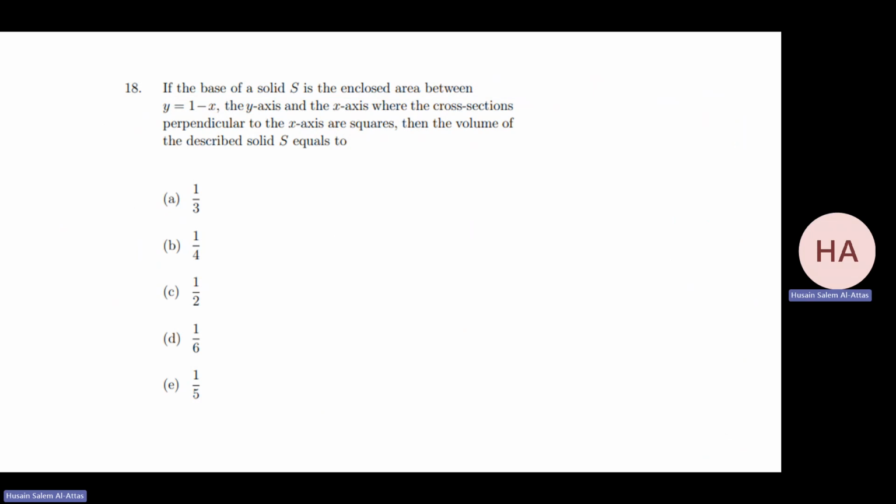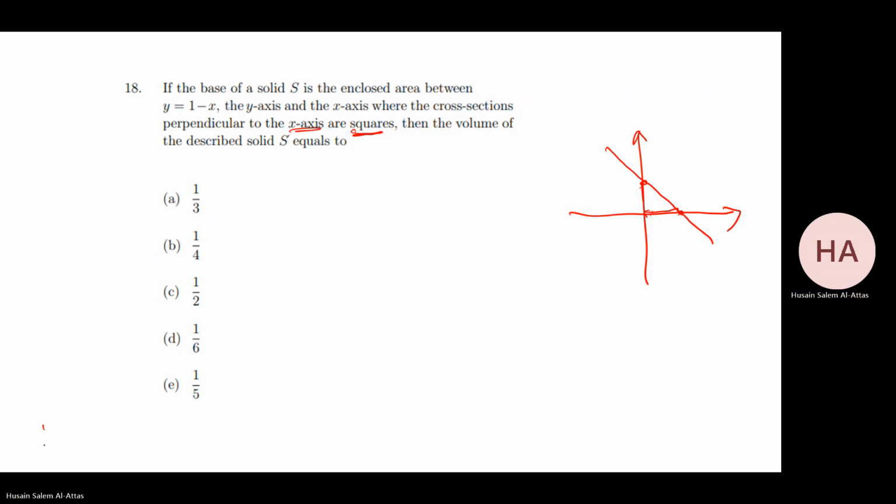Okay. If the base is the enclosed area, what's the cross section? Squares. So what is the base between? Let me graph the curves. Y equals 1 minus x, so at x equals 0, it is 1, and at x equals 1, it is 0. So I have this line, and the y-axis, x-axis. So I'm talking about this region. Perpendicular to the x-axis.